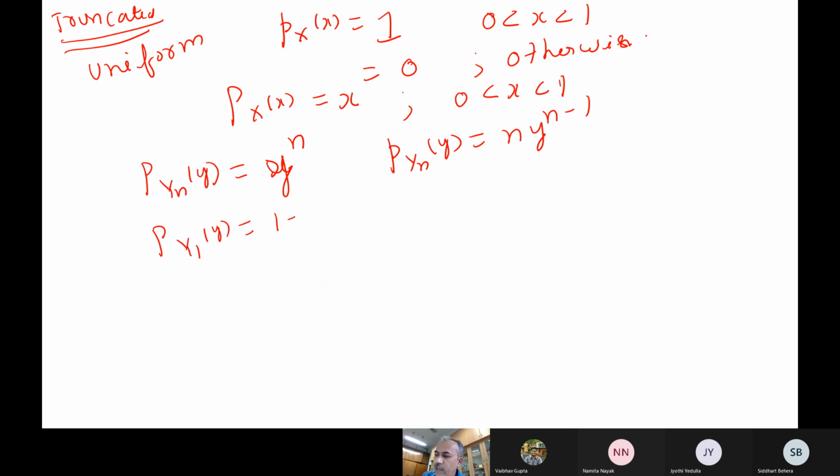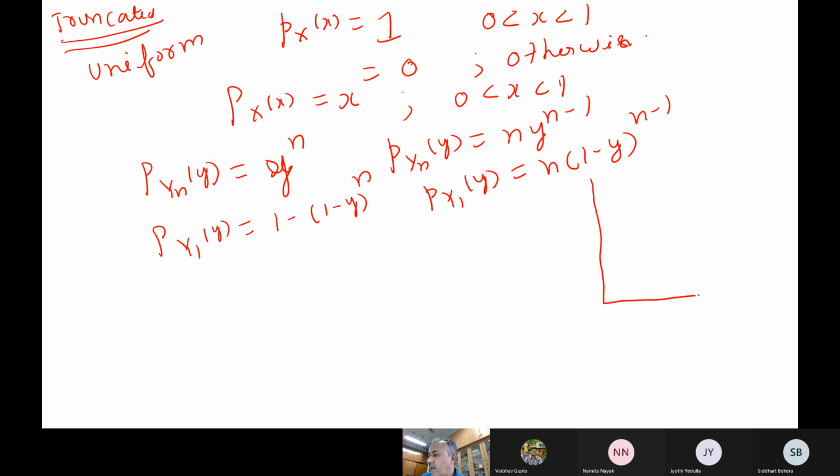And of course the smallest value, so this will be 1 minus y whole to the power of n, and its density function, which is nothing but the derivative, turns out to be n times (1 minus y) whole to the power of n minus 1. So this is our distribution actually. If you try to plot this on a computer, p yn of y, this is a truncated distribution, only from 0 to 1. More than 1 it is not there, less than 0 also it is not defined.